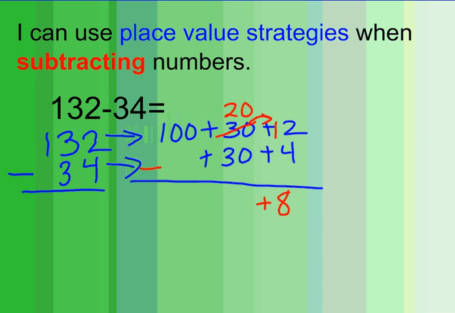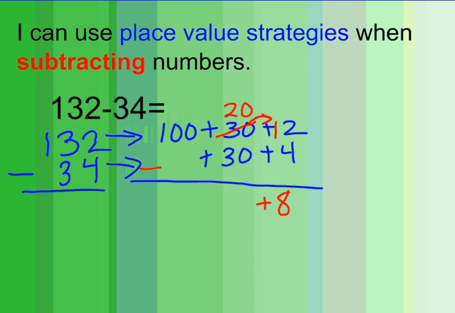I'll put my addition sign so I can show my expanded number. And then I'm going to subtract my tens. I have 20 take away 30. I cannot take away 30 from 20 because 20 is a smaller number. Therefore, I need to regroup again.